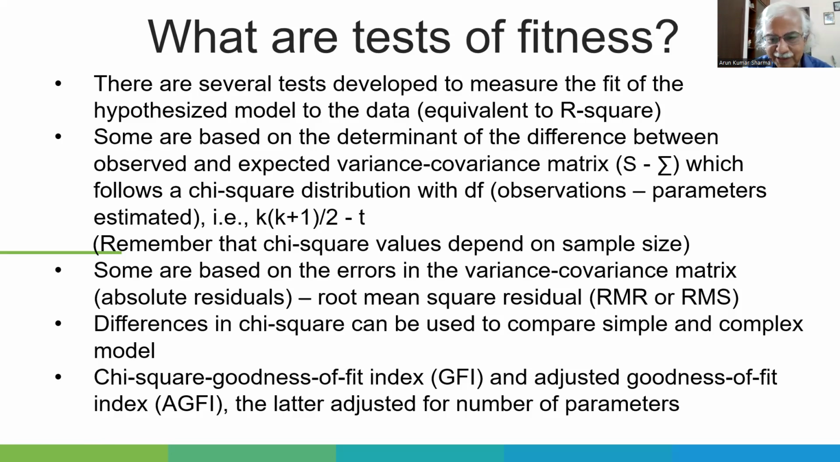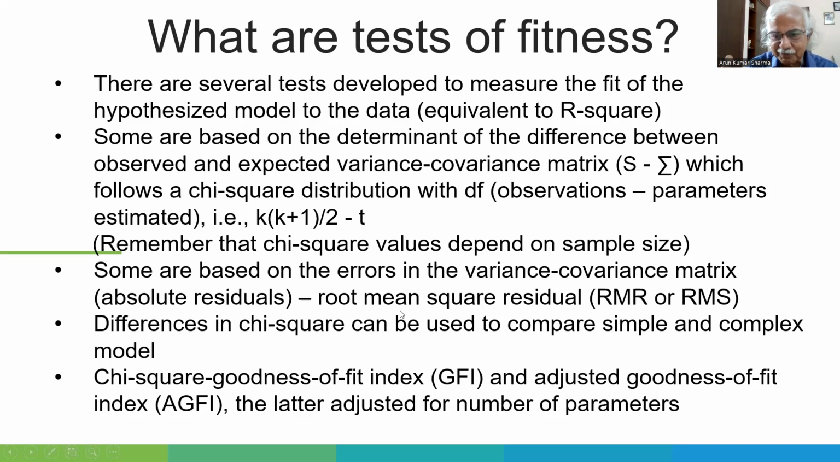Remember that chi-square depends on sample size, so there are issues in the application of chi-square, and better measures are available. There are two types of better measures. Some are based on the errors in the variance covariance matrix, meaning how the original variances and covariances differ from those estimated after fitting the model. It may be negative or positive, but there is a difference. If you summarize those differences in terms like root mean square residual, RMR or RMS, you have another measure of goodness of fit. Then if you have two models, you can compare differences in chi-squares and adjust them for the differences in degrees of freedom, and you get other measures.